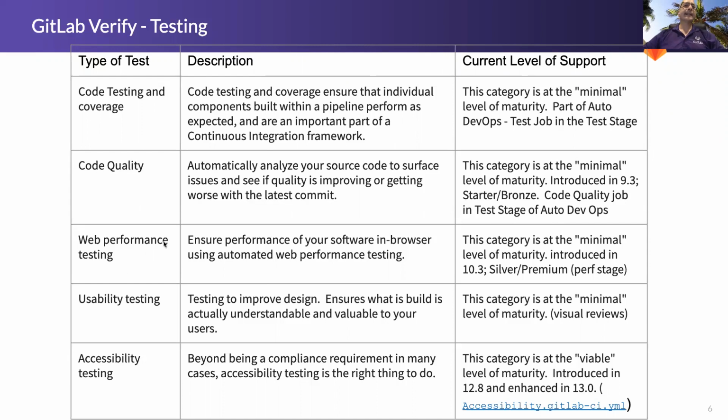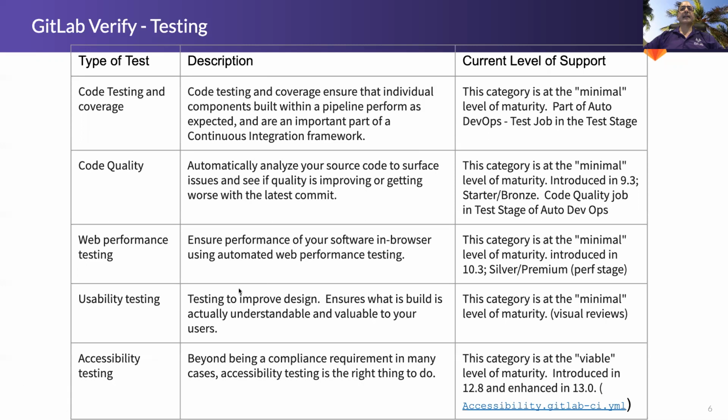Web performance testing, once again, is for web browsers, making sure that the software in your browser is meeting the performance requirements. Generally, when you run it the first time, it sets that level, and then as changes are made it will check whether you're affecting the performance, whether it's improving or not. This is a minimal level of maturity, and it was introduced in 10.3, and it's available in Silver and Premium. And once again, you can use the YAML that's included in Auto DevOps as an include in your other YAMLs if you're writing the CI pipeline yourself.